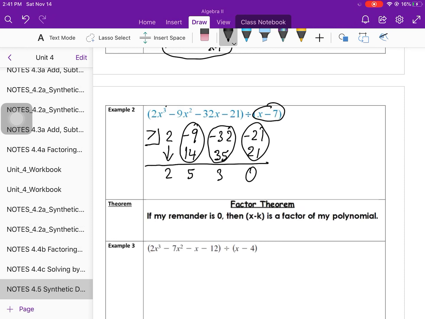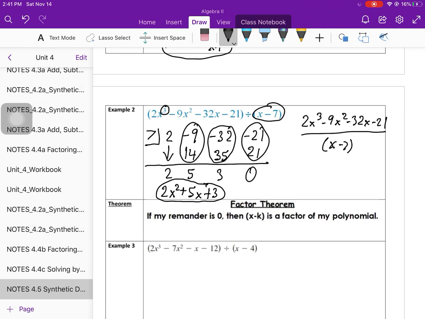Now remember what I said. If we started with an x cubed, that means our first term becomes 2x squared plus, now we have 5x plus 3, and then this time, since it's 0, we don't have to add anything at the end. This would be our answer. So if we were to take 2x cubed minus 9x squared minus 32x minus 21 and divide all of that by x minus 7, this is the result we get down here: 2x squared plus 5x plus 3. Okay?